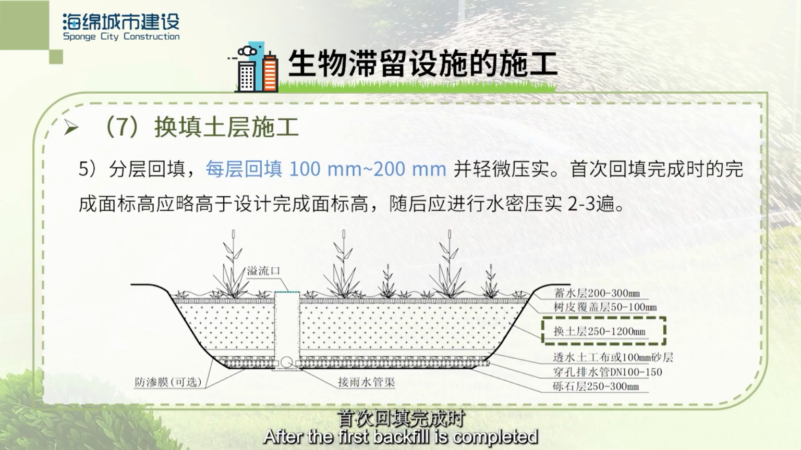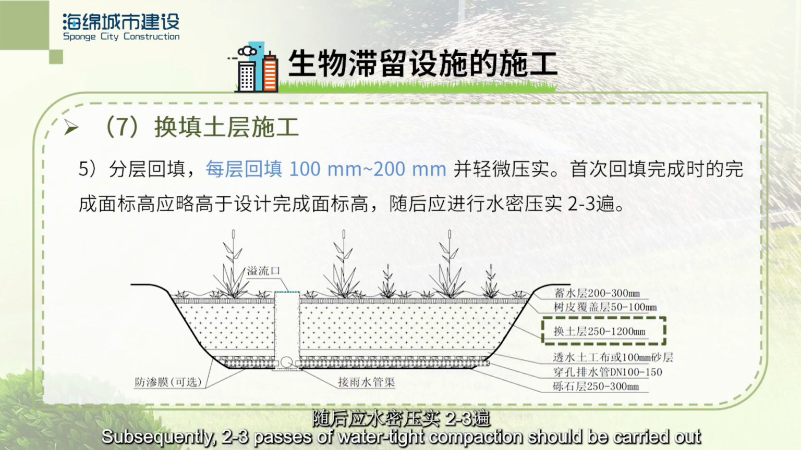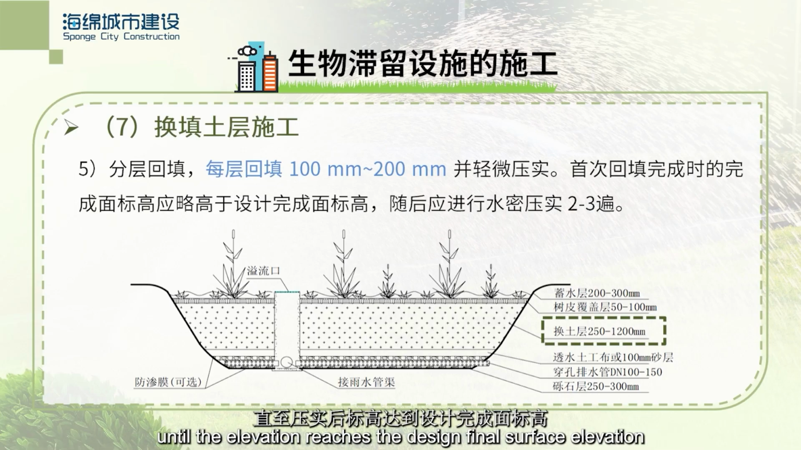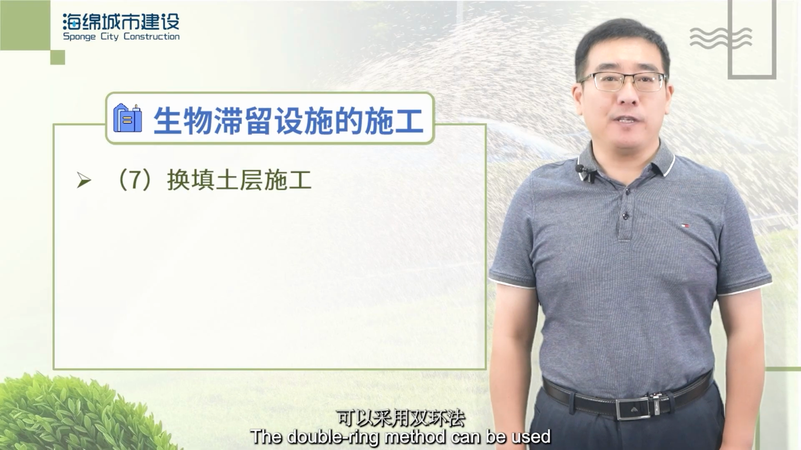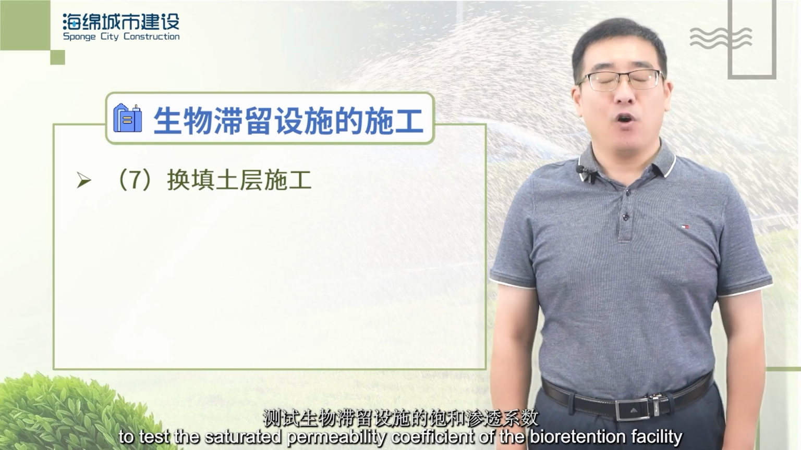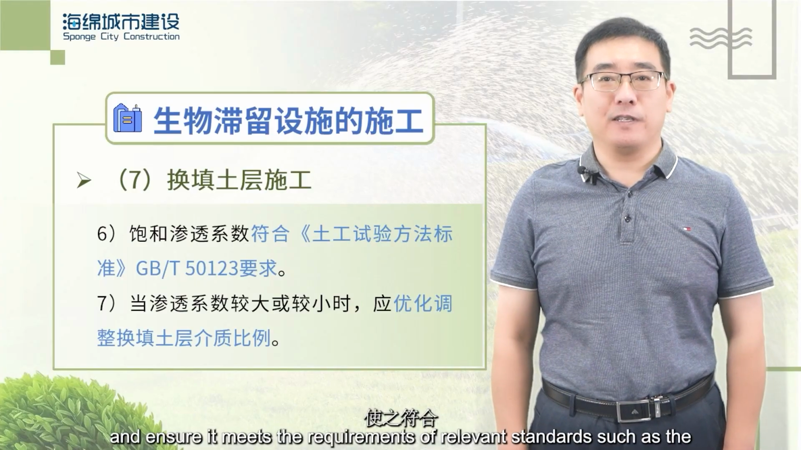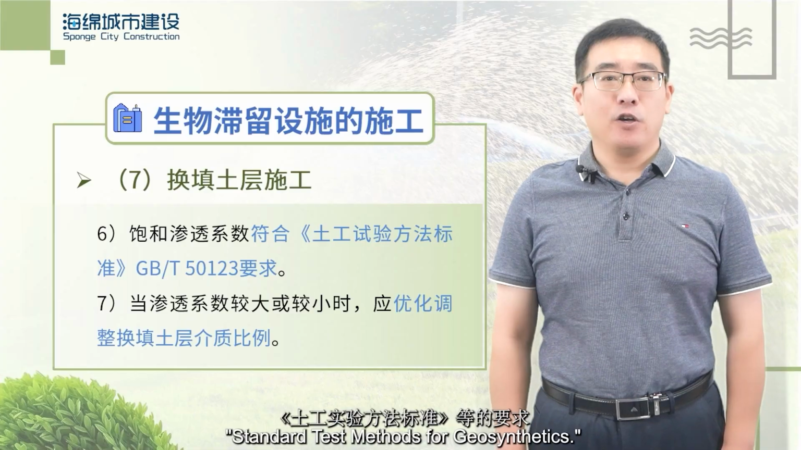After the first backfill is completed, the final surface elevation should be slightly higher than the design elevation. Subsequently, 2 to 3 passes of watertight compaction should be carried out until the elevation reaches the design final surface elevation. The double ring method can be used to test the saturated permeability coefficient of the bioretention facility and ensure it meets the requirements of relevant standards, such as the standard test methods for geosynthetics.